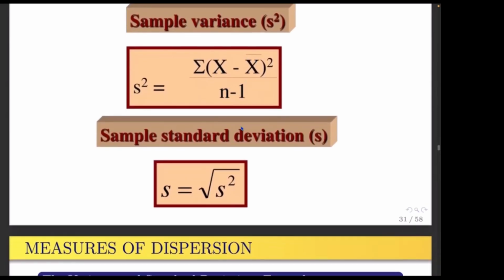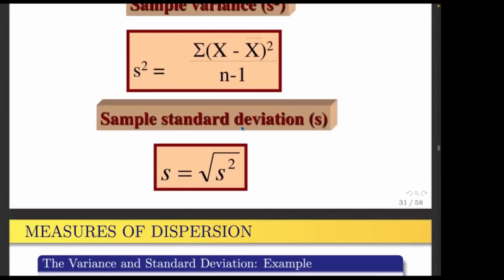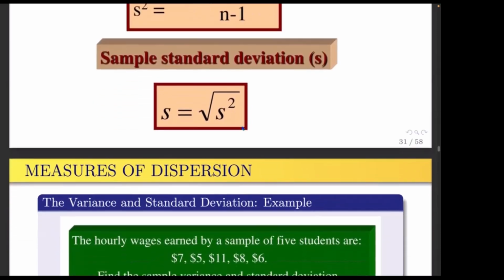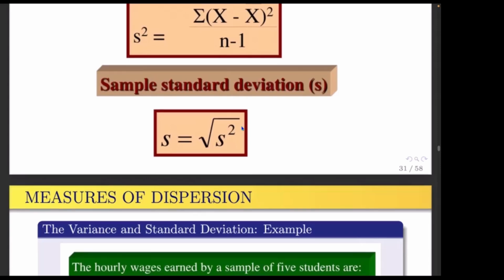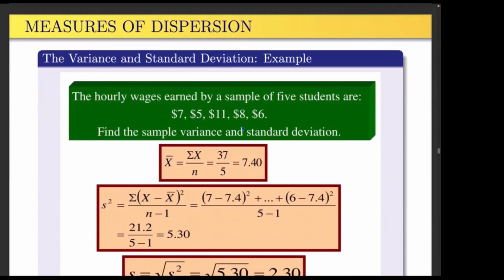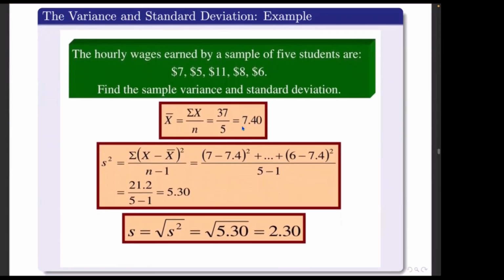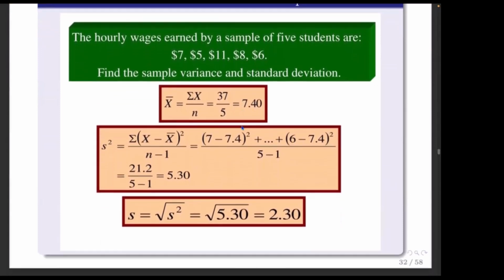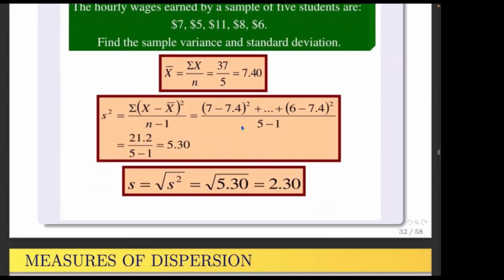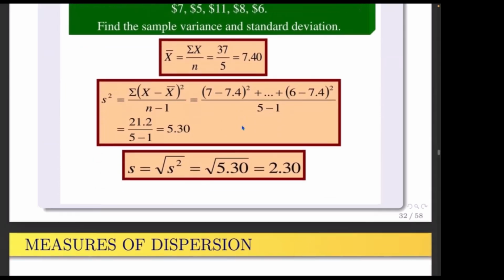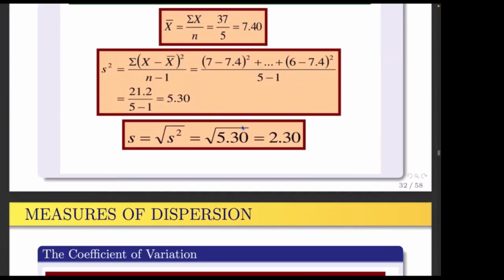Please take notes. Standard deviation is simply taking the square root of the variance. Since the variance is squared, when you take the square root of the variance, you've taken off the square, and then you get the standard deviation. So it's always good to find the variance before you find the standard deviation.